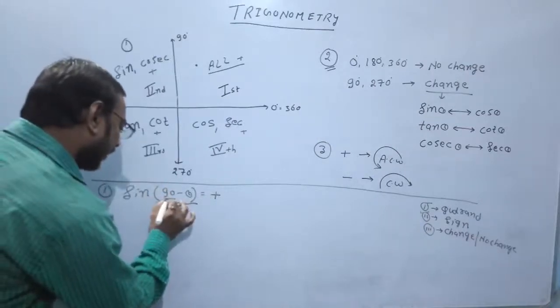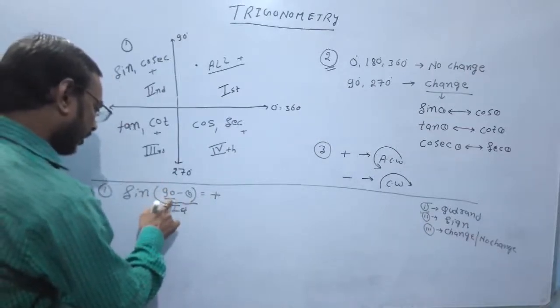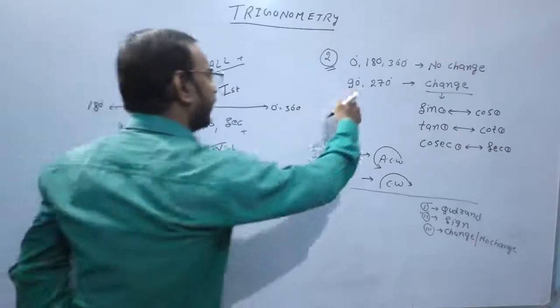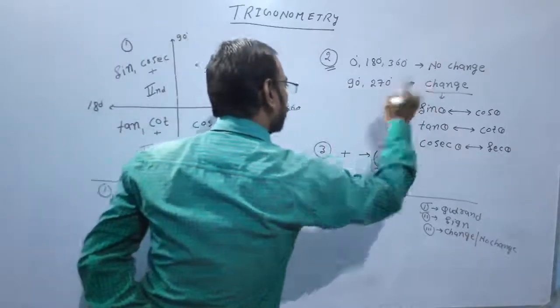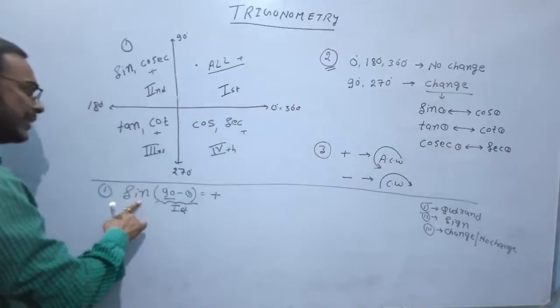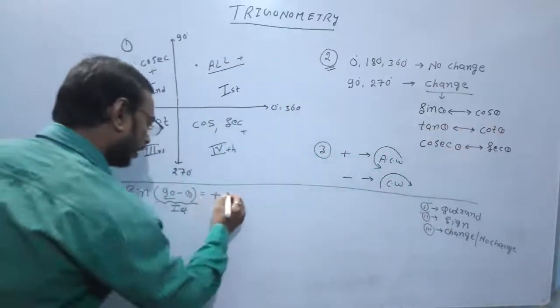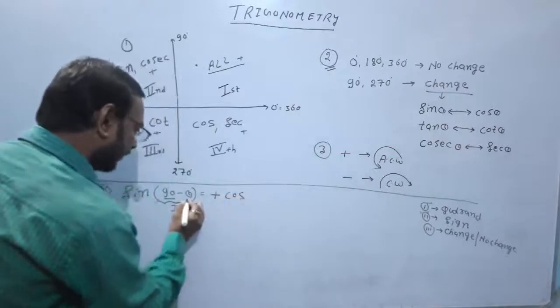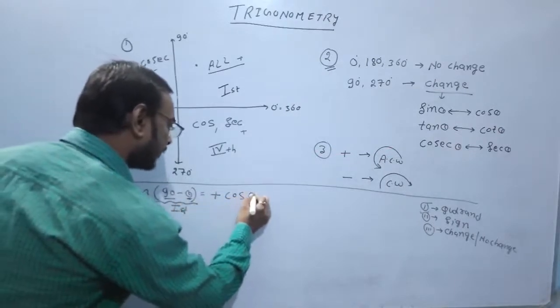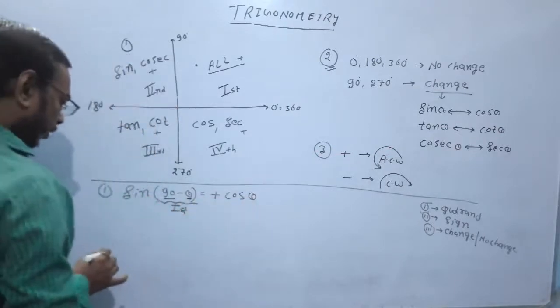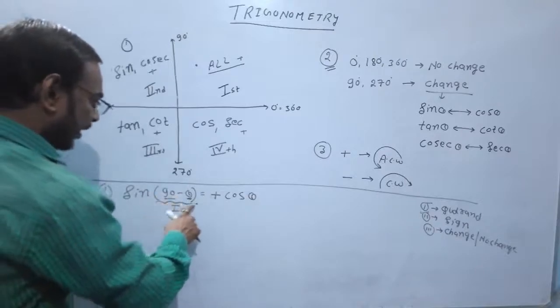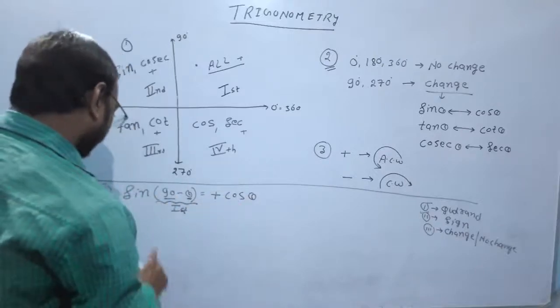So how do we decide? We see 90, here 90. So if we take 90, that means change. What is the change? Sine will be changed into cos. So here we write cos, and this theta will always be here, cos theta. So the formula is sin 90 minus theta is equal to plus cos theta.